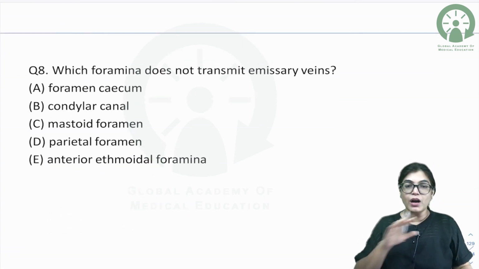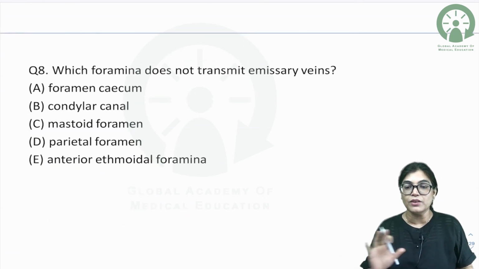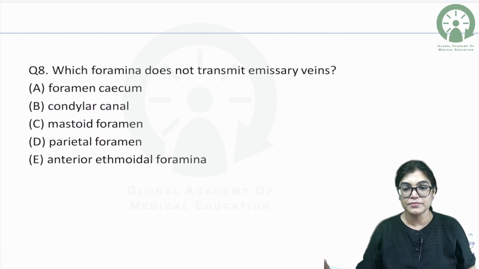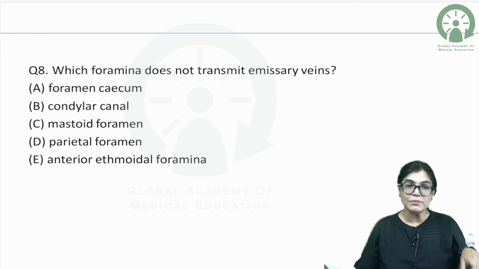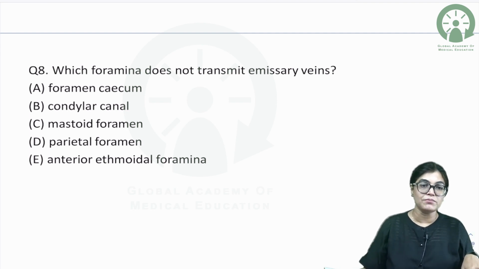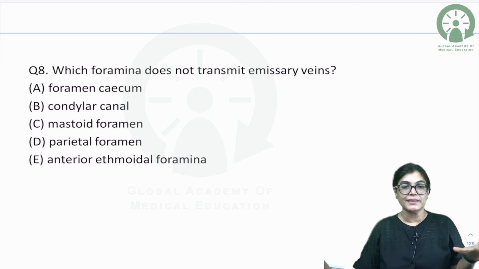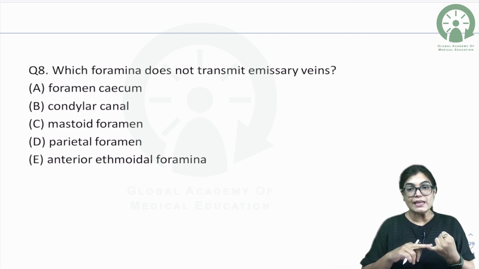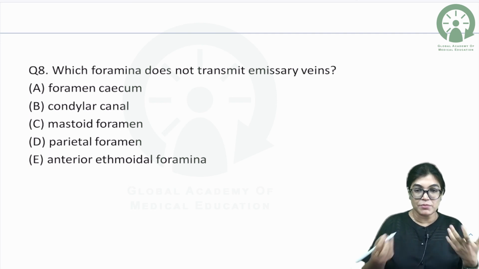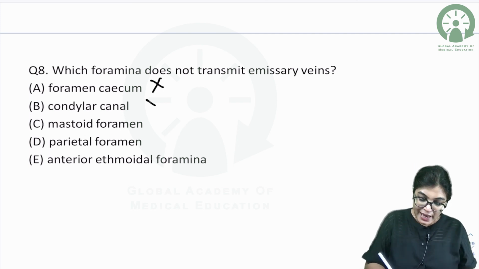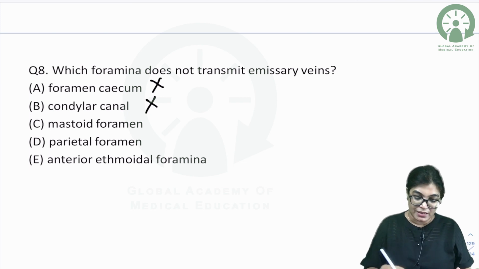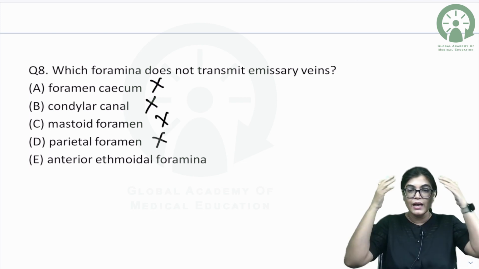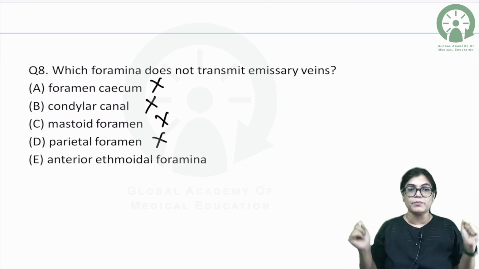Which foramen is not transmitting any kind of emissary vein? Foramen cecum, condylar canal, mastoid foramen, parietal foramen, anterior ethmoidal foramen. My dear aspirants, foramen cecum, yes, it transmits an emissary vein, just now I told you. Through the condylar canal, the mastoid and parietal foramen, an emissary vein definitely passes. It is shown on the superior aspect of the skull.